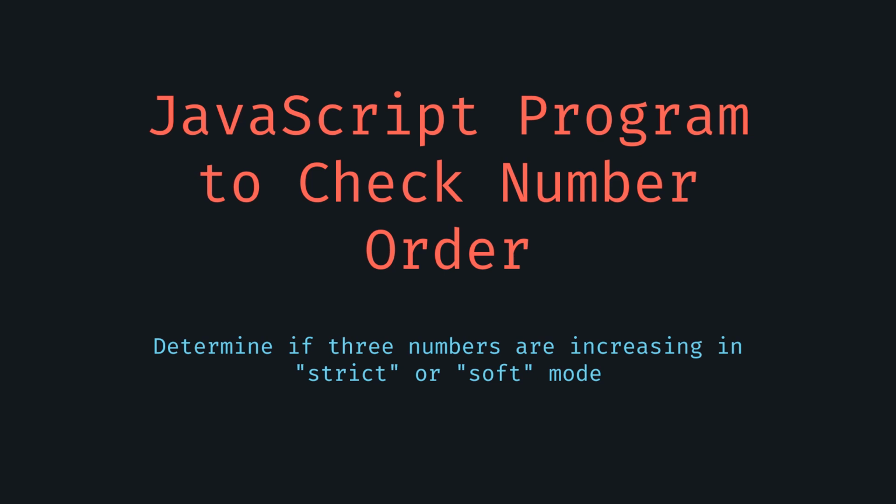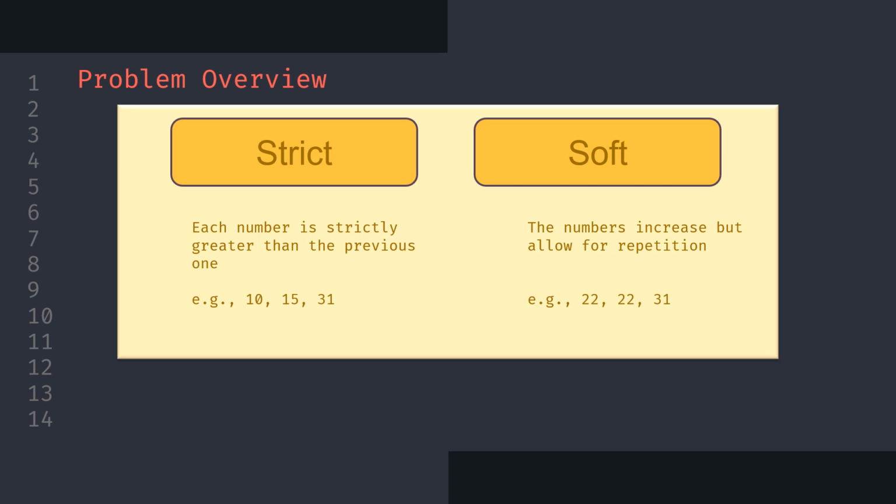Hello, today we created a JavaScript program that checks whether three numbers are in strict or in soft increasing order. Let's dive in. Our goal is to identify if a sequence of numbers increases strictly, in which each number is greater than the last, or softly, where repetition is allowed but the last number is still the highest.